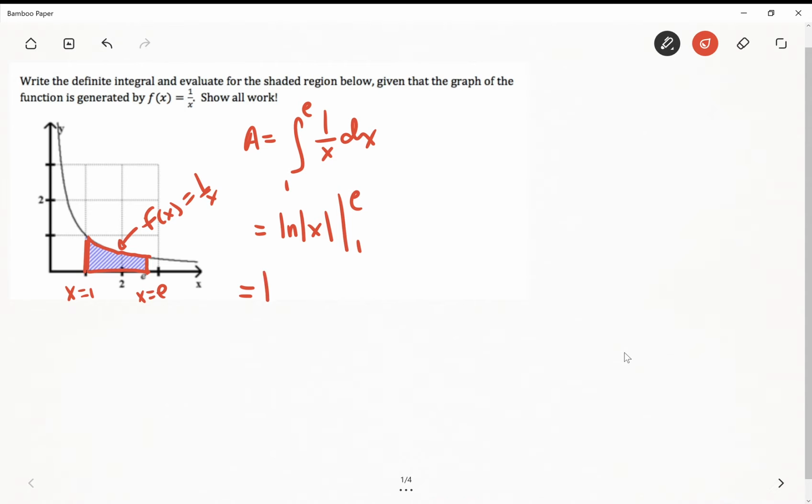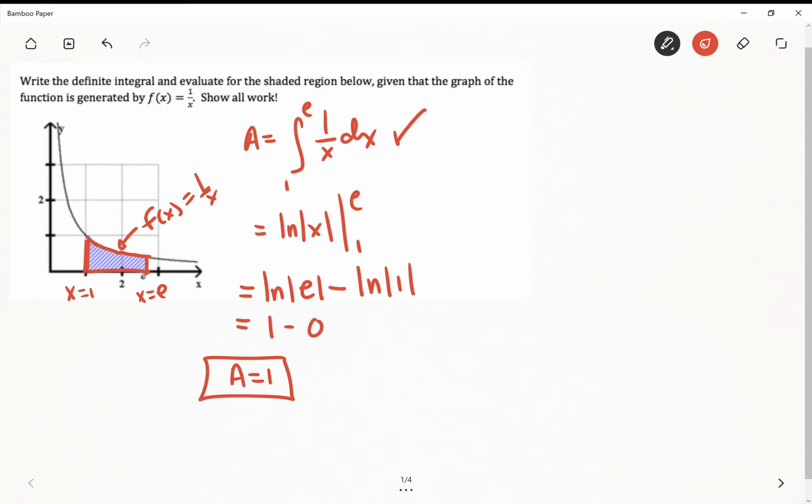And by the fundamental theorem of calculus, we plug in the top bound, and then we subtract the result when we plug in the bottom bound. Natural log of e is 1, and natural log of 1 is 0. So this area is equal to 1. So we wrote a definite integral representative of the shaded region. We found the antiderivative, used the fundamental theorem of calculus, and evaluated.